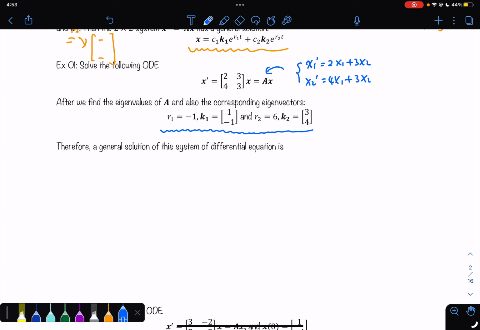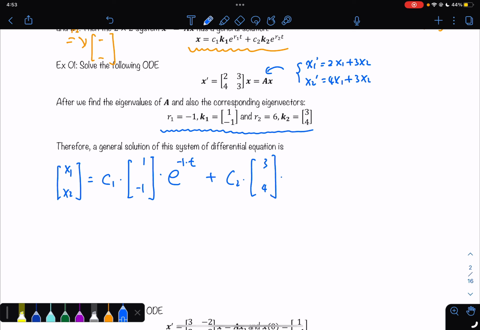So my solution is going to be x1, x2 equals C1, which is an undetermined coefficient, multiplied by the eigenvector, multiplied by e to the corresponding eigenvalue times t. Okay, they are going to be paired up: eigenvalue and corresponding eigenvector. So again, plus C2 times the other eigenvector and e to the 6t. So this is what the solution is supposed to look like.